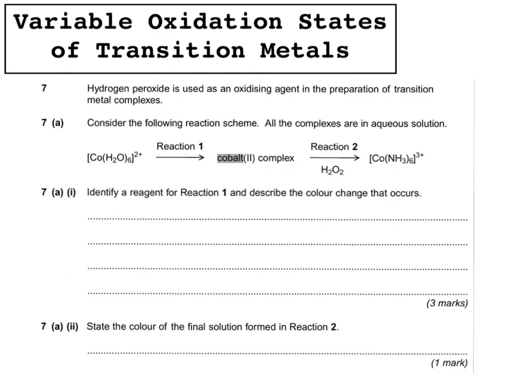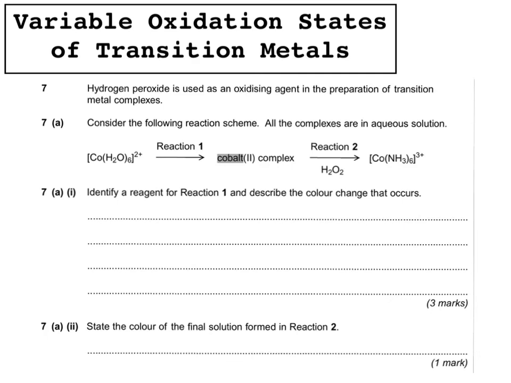So we're going to finish off with a few past paper questions. In this question it says hydrogen peroxide is used as an oxidizing agent for the preparation of transition metal complexes. Consider the following reaction scheme. All the complexes are in aqueous solution. You've got to identify a reagent for reaction 1 and describe the colour change that occurs.